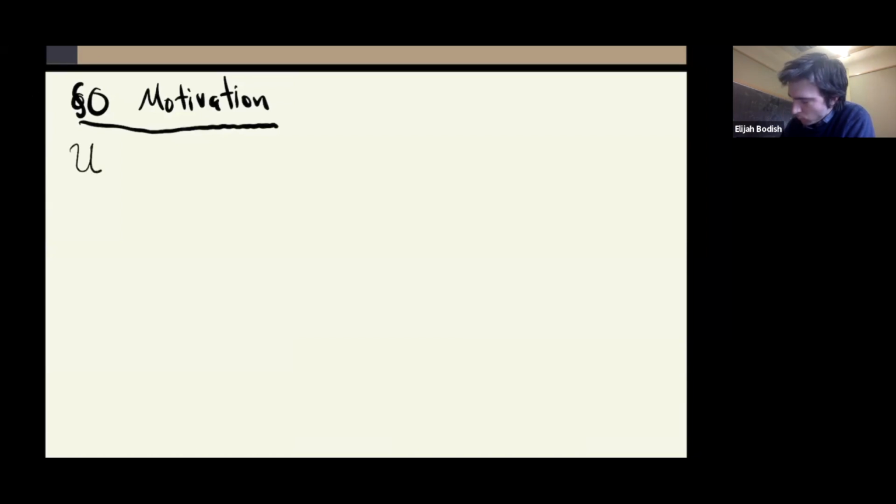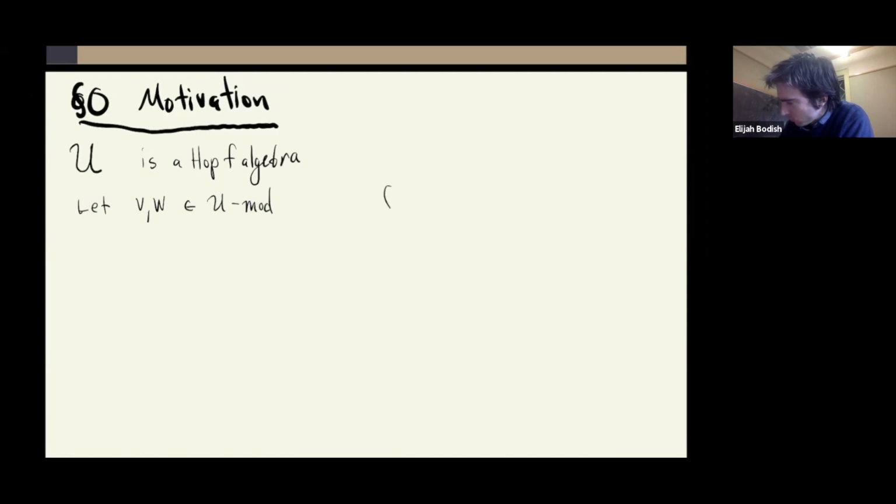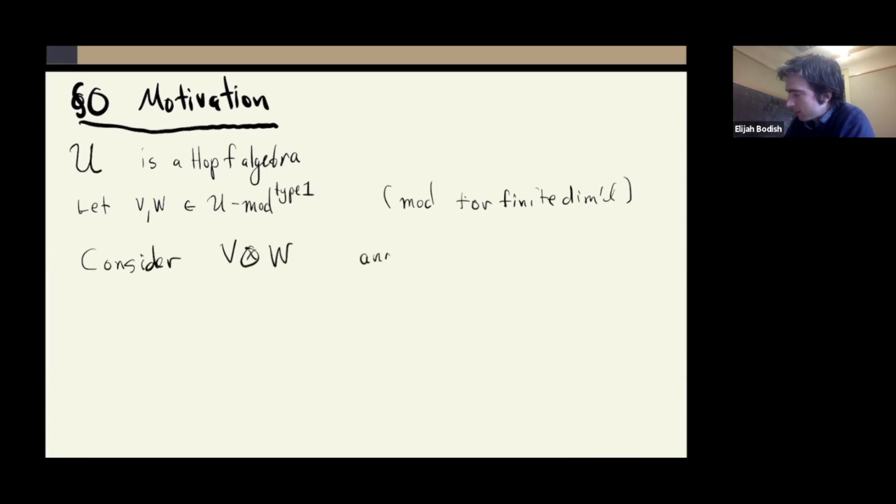So the setup is, and I'll recall more precisely what U is, but for now, we just have to recall that U is a Hopf algebra. And so if we take two representations, V and W, for the algebra U, and I'll try to be consistent about this, if I write little m mods, this is going to be for finite dimensional vector spaces with the U action, and then I'll also try to keep track of this type 1 representation just by using a superscript for my notation. And so, since U is a Hopf algebra, there's an action on tensor products of these vector spaces, V tensor W and W tensor V.